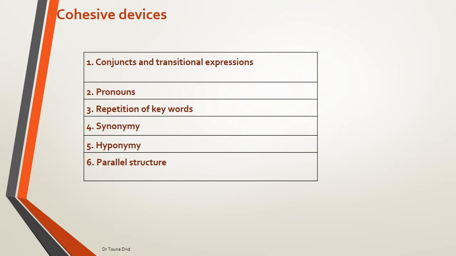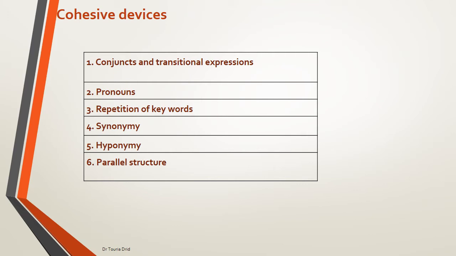The second type of cohesive devices is pronouns. Personal pronouns, demonstrative pronouns, possessive pronouns. By definition, a pronoun is a word which replaces another word in order to avoid repetition. For instance, in one sentence you use a noun, and in the following sentence you use a personal pronoun that refers to that noun. Peter, he, for instance.